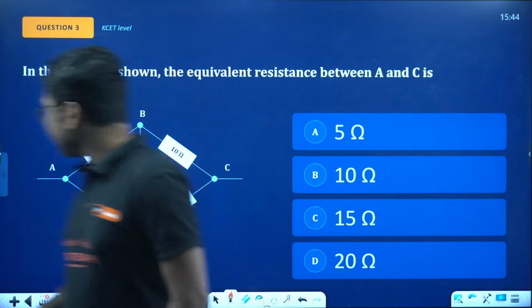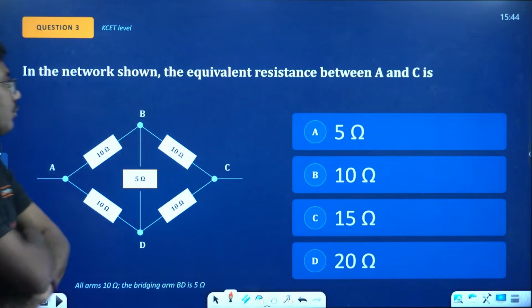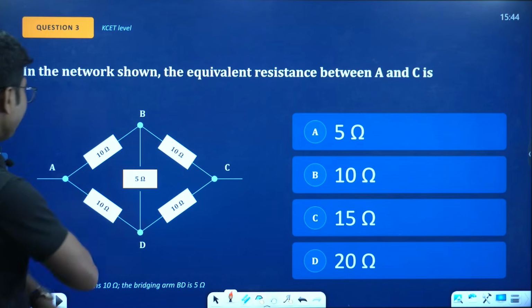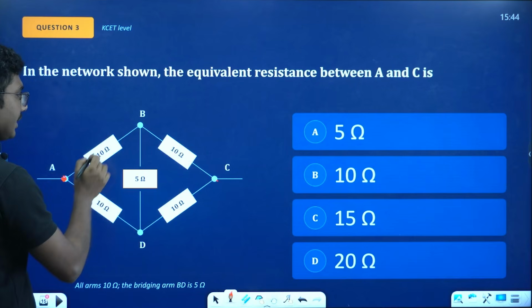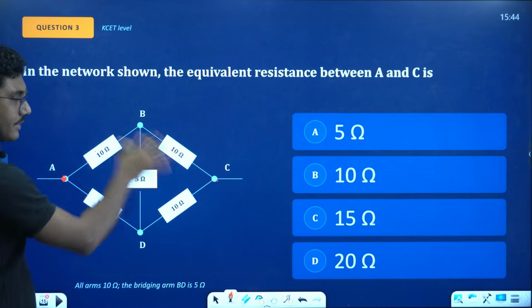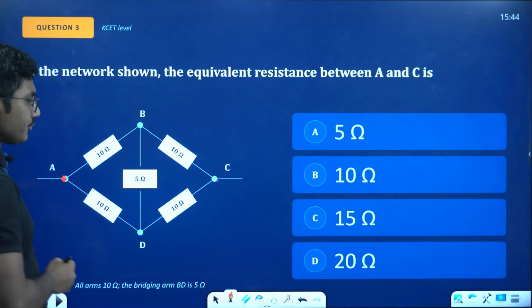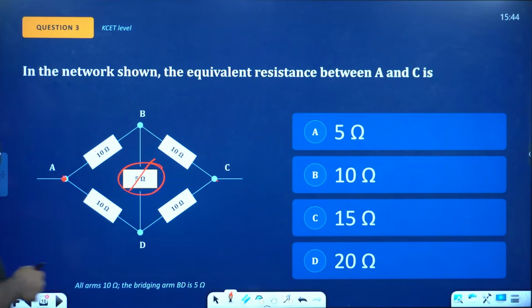Now next is a circuit based question. In the network shown, find the equivalent resistance between A and C. So this is the Wheatstone bridge structure. If you see 10, 10, 10, 10, all the resistances are the same. So definitely it's a balanced Wheatstone bridge. In case of a balanced Wheatstone bridge, we do not consider the galvanometer. Galvanometer can be removed, and we will get a circuit like this.